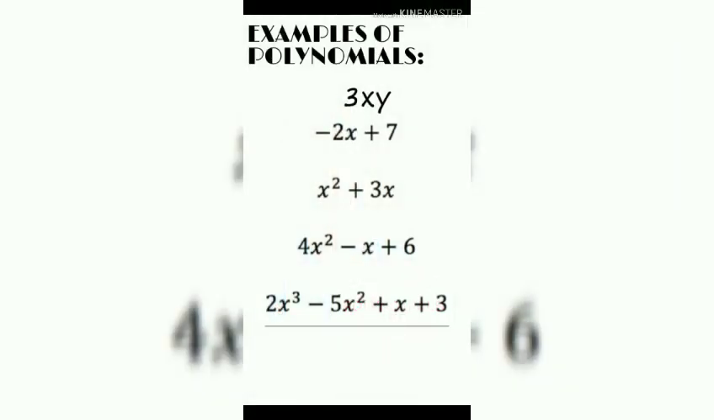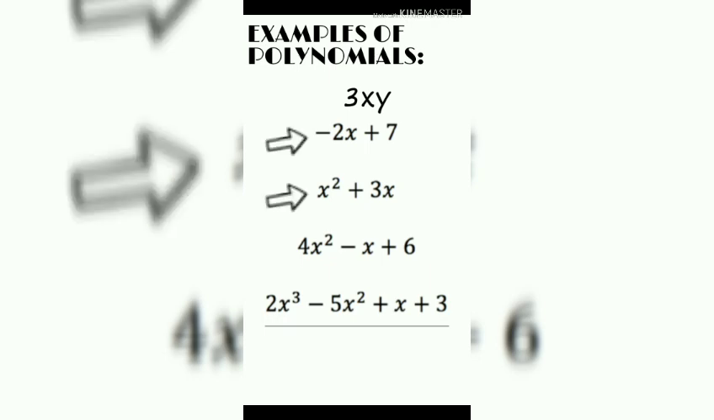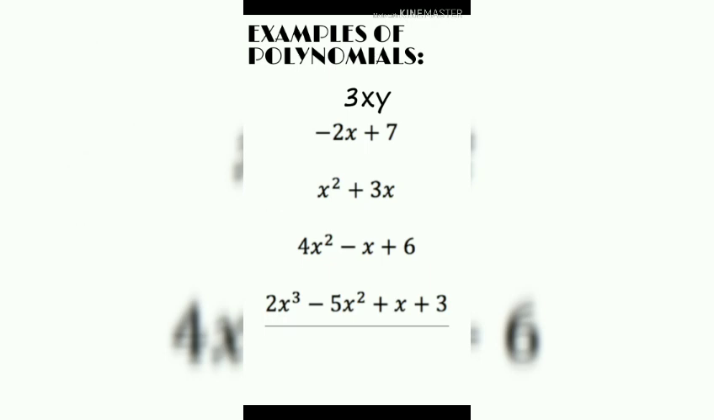These are examples of polynomials. A polynomial that has only one term is called a monomial. If it has two terms, it is called a binomial. If it has three terms, it is called a trinomial. And if it has four or more terms, it is called a polynomial.